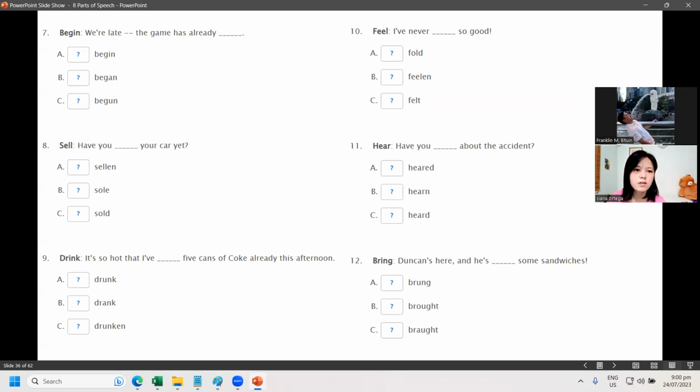We're late. The game has already begin? No, it's C, "begun." Began. Again, don't forget, A is past tense, U is past participle. Swim, swam: U is past participle. Okay, next, number 8.